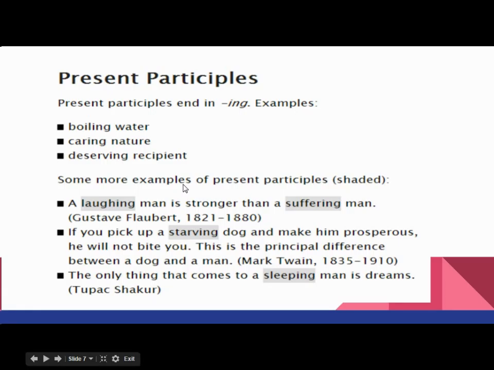Some more examples of present participles. A laughing man is stronger than a suffering man. So laughing, laugh is usually a verb, but we added ing. Now it describes the man, so it's an adjective. It's a present participle. Same with suffering. If you pick up a starving dog and make him prosperous, he will not bite you. Starving is a participle. It's a verb ending in ing that describes dog, so it acts as an adjective.